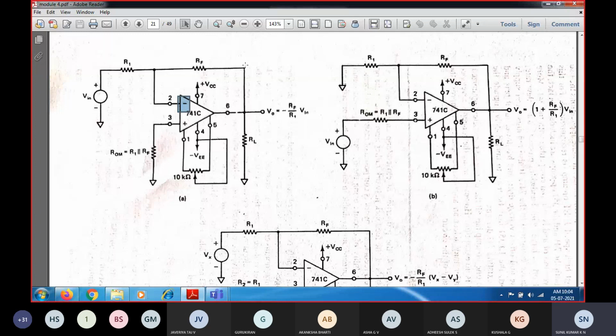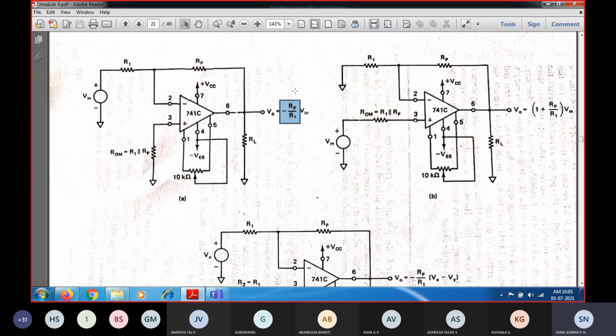Why? Because from the output you are going to give feedback through the feedback resistance, which you are going to connect to the inverting input itself. So this type of configuration is called an inverting amplifier configuration, and this is the corresponding gain which you are going to get. The output voltage is nothing but gain multiplied by input voltage. The input voltage is Vin, and this is going to have a closed loop gain.